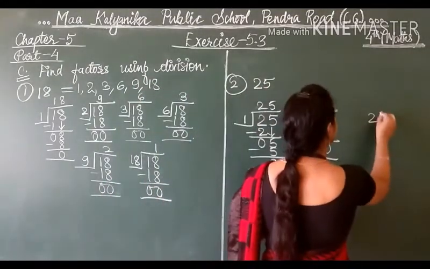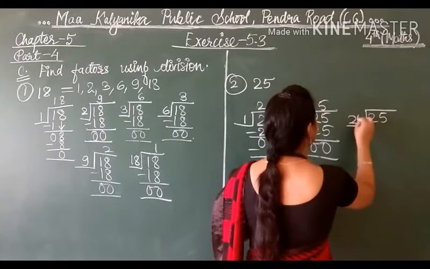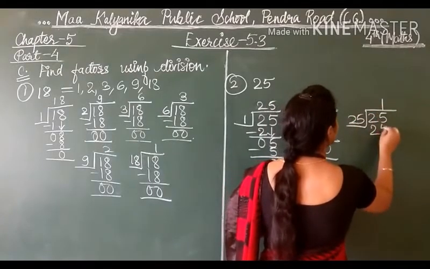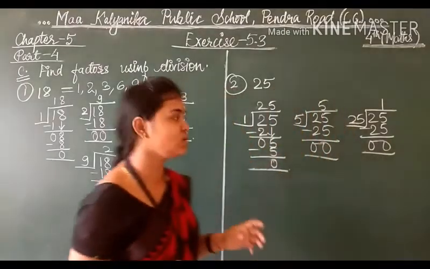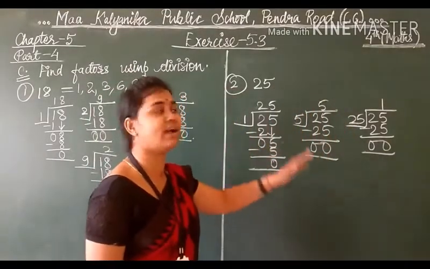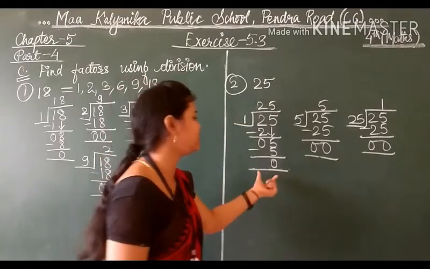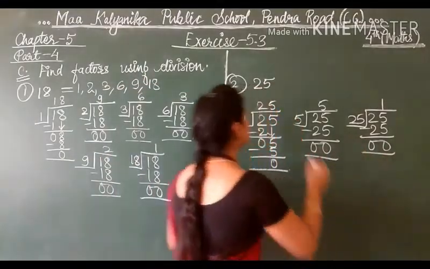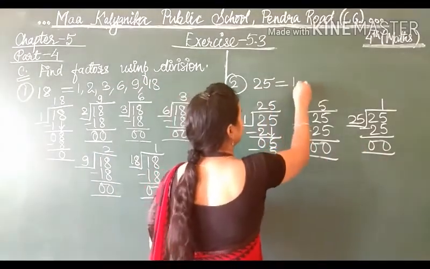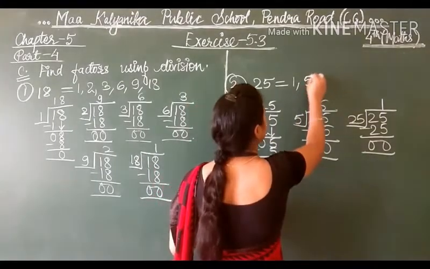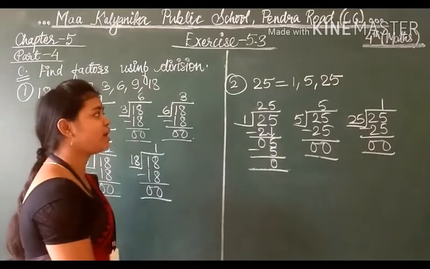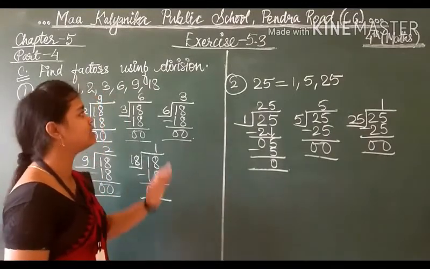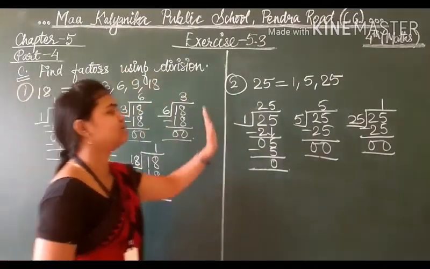Now one number last is left, that is 25. 25 ones are 25. Rest no other numbers are there. So these three are the only numbers which are dividing 25 exactly, leaving the remainder 0. So this will be 1, second divisor is 5 and third divisor is 25. So students, 1, 5 and 25 are the factors by using the division method.